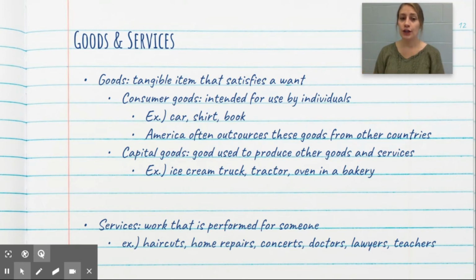Services are work that's performed for someone. This can include teaching, haircuts, home repairs, lawyers. These are things that people do for other people.